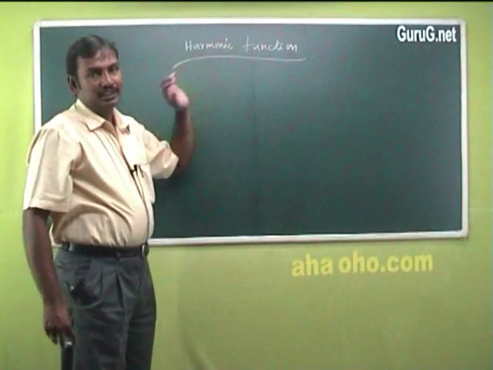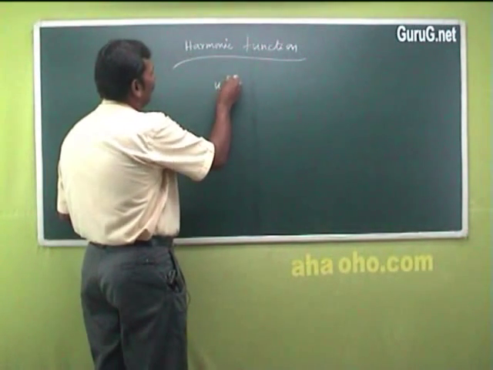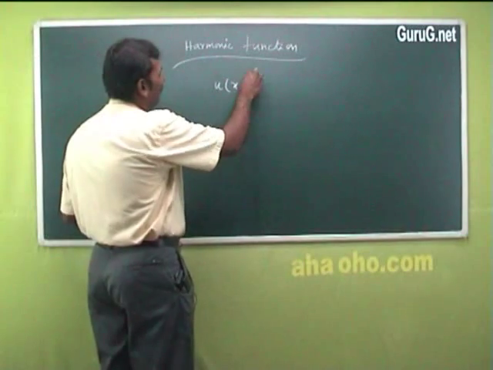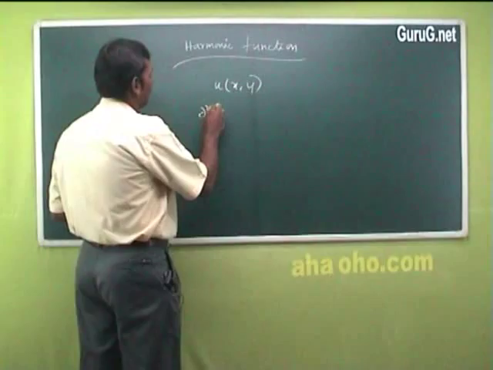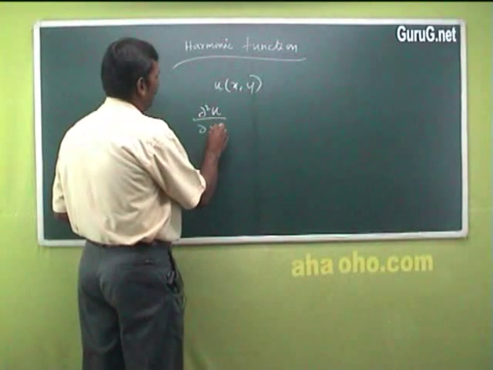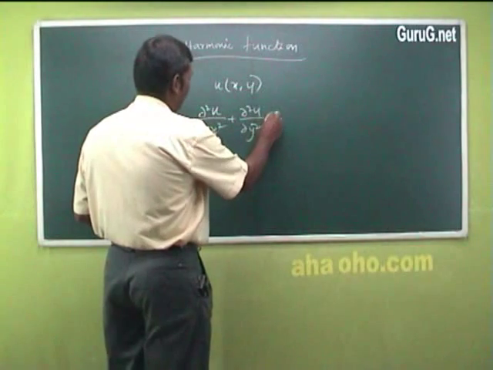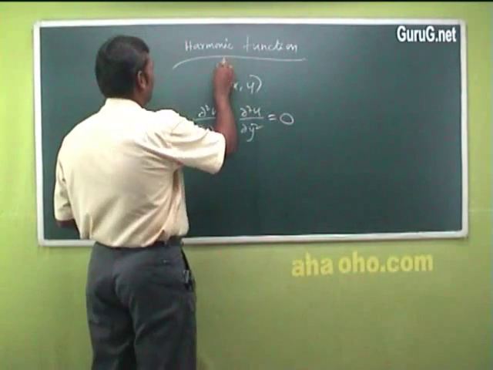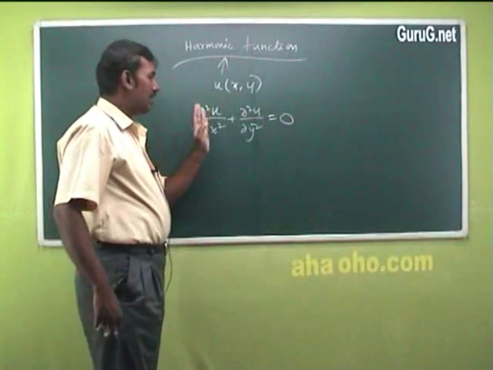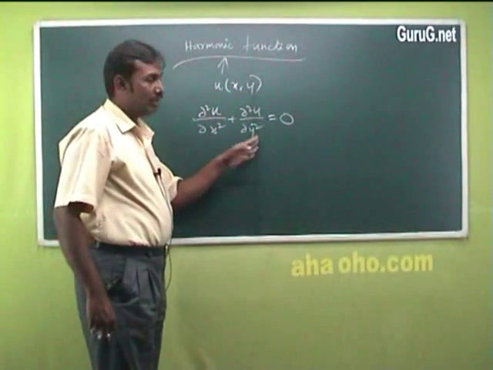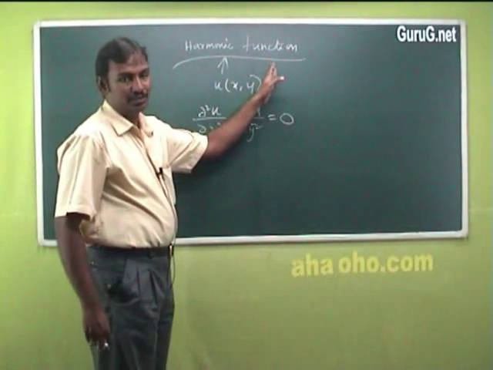So harmonic function. Suppose a real valued function u of two variables x and y satisfies the Laplace equation, so ∂²u/∂x² + ∂²u/∂y² = 0. Then u is called what? Harmonic function. So any real valued function of two variables that satisfies the Laplace equation is called a harmonic function, right?